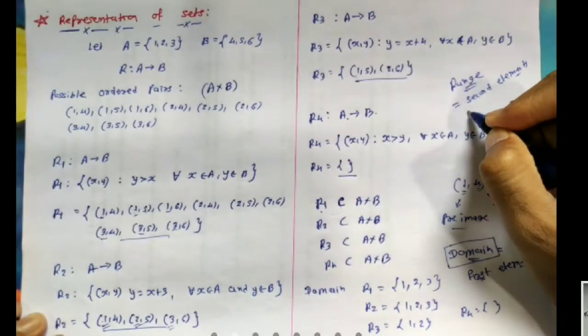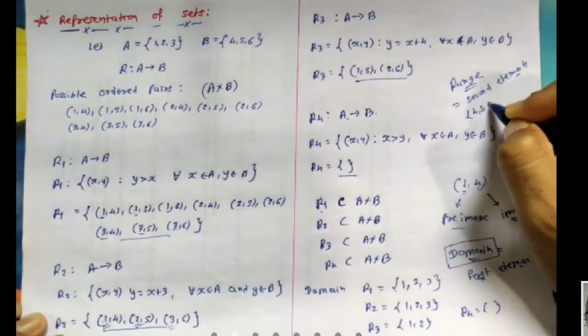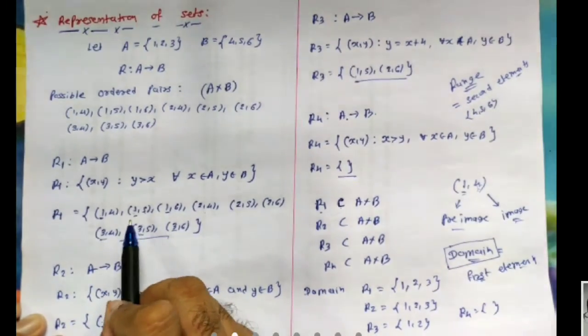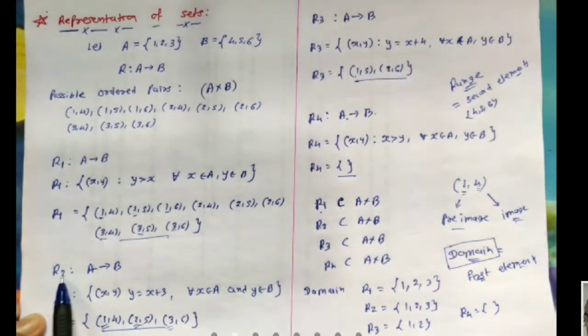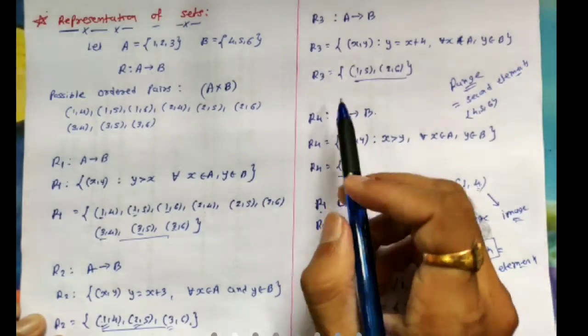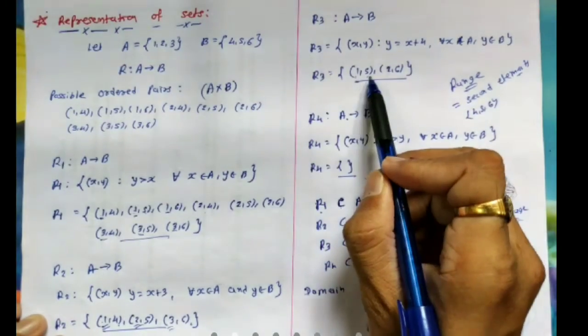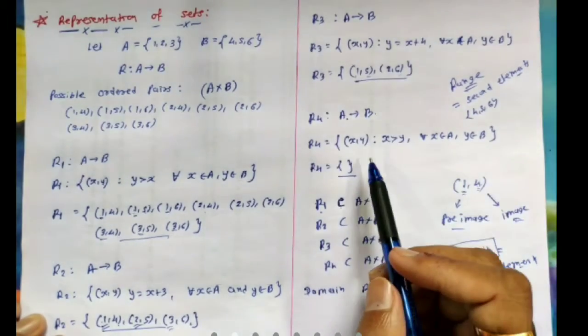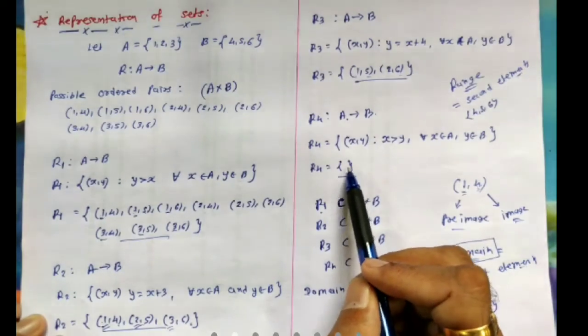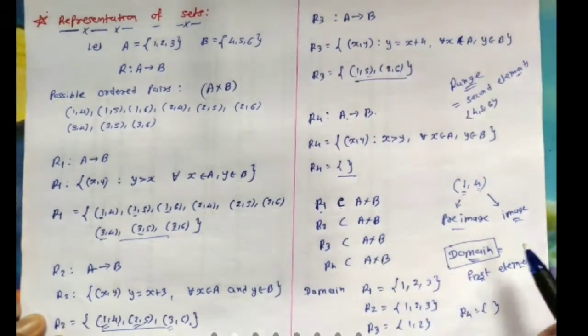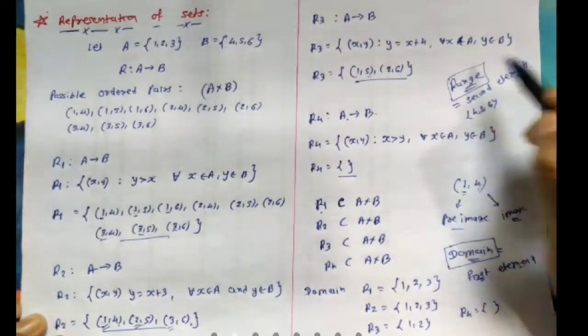So for R1, the set that comes is 4, 5, 6. You have to consider the set of second elements of ordered pairs. Similarly, range of relation R2 is 4, 5, 6. Range of relation R3, the set of second elements, is 5 and 6. Very good. And range of relation R4 is a null set. No ordered pair is there, so it's a null set. So this was the definition of range and domain.